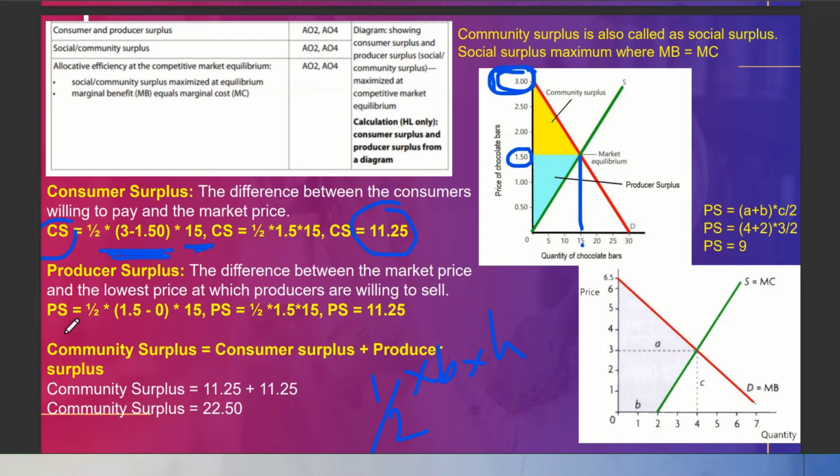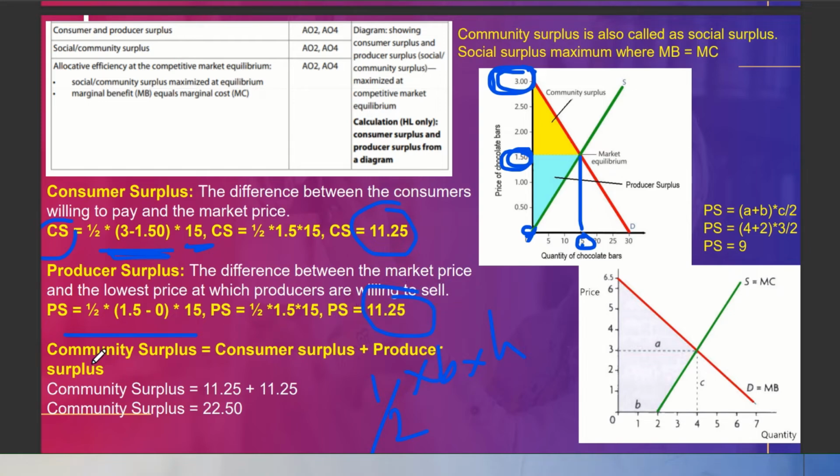Meanwhile, producer surplus we have already discussed. It is the difference between the market price and the lowest willing to sell price. Here the lowest willing to sell price is 0. So half into 1.5 minus 0 into 15. So producer surplus is again 11.25.